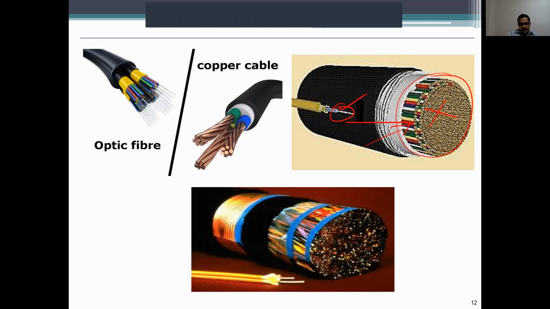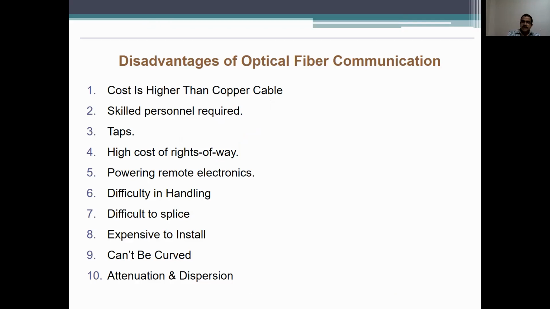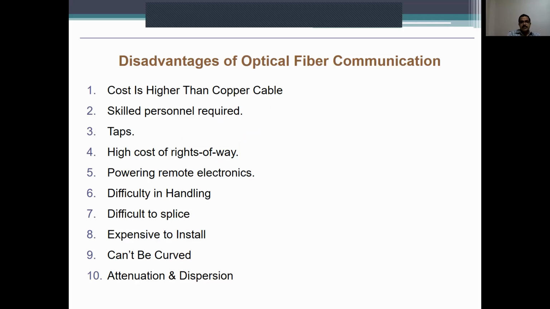And besides all these advantages, there are some disadvantages also. So what are the disadvantages of optical fiber? The first main disadvantage is its cost. It is small, but it's comparatively greater than the copper cable. Copper cable is cheaper than the optical fiber.